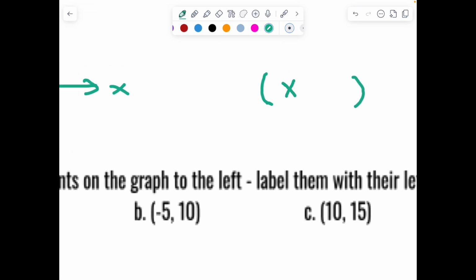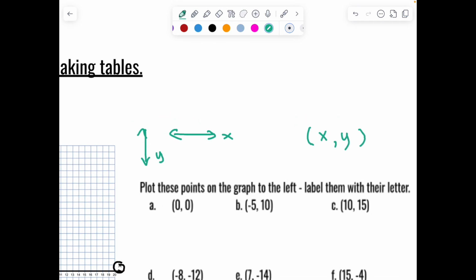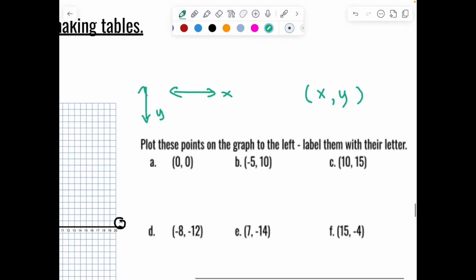Okay, a coordinate point goes alphabetically, so the x value comes first and then the y value. So in all of these points, the 0 is the x value and also the y value. The -5 is the x value and the y value is the 10. And so on, okay? So we are going to plot these points on the graph.